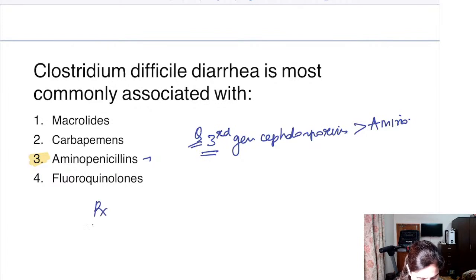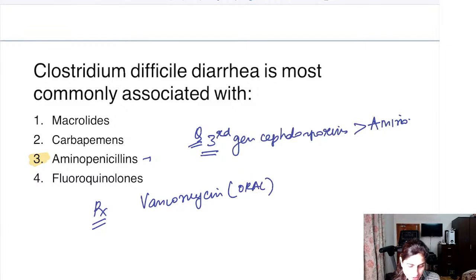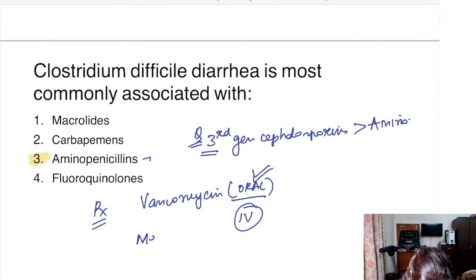And then, as you know, I've already discussed, again I'm telling you, the treatment is, we can give vancomycin oral only. Please remember, अगर there's a question, treatment of Clostridium difficile और उसमें options हो vancomycin oral, vancomycin IV, so you will tick the vancomycin oral. ठीक है, never IV, oral लेंगे. Then we can also give metronidazole. ठीक है, so these are the two, vancomycin, metronidazole. We can give rifaximin also.